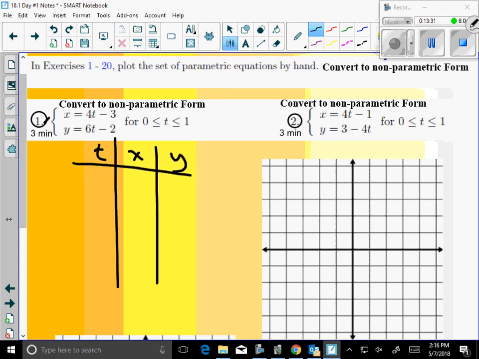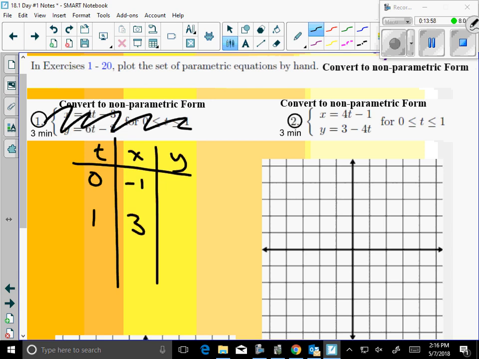Okay, so I'm going to do number 2, scratch number 1 for a moment. And I'm going to go from t equals 0 to 1. So I'm going to put a 0 and a 1 there. So x has a certain relationship to t. If I plug 0 in for t, what does x equal? -1. If I plug 1 in for t, what does x equal? 3, right? So I have my 2 x values.